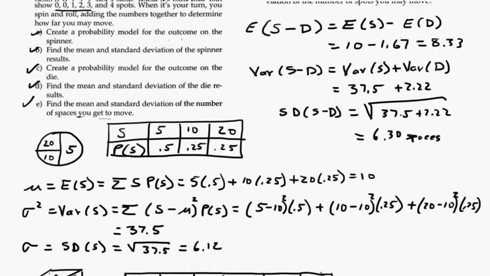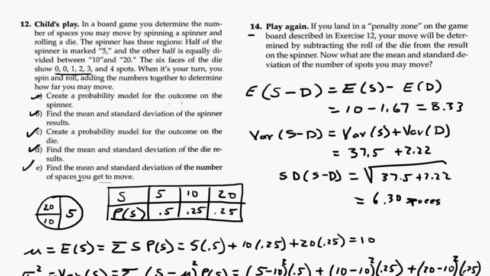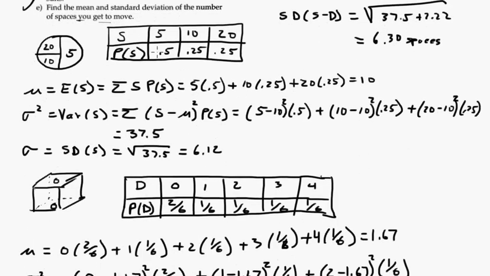So when you calculate the difference of two random variables, when you calculate the variance, you always add them. All right, so that's how you do this problem. Pretty straightforward after a while. These are discrete random variables. Okay, good luck.